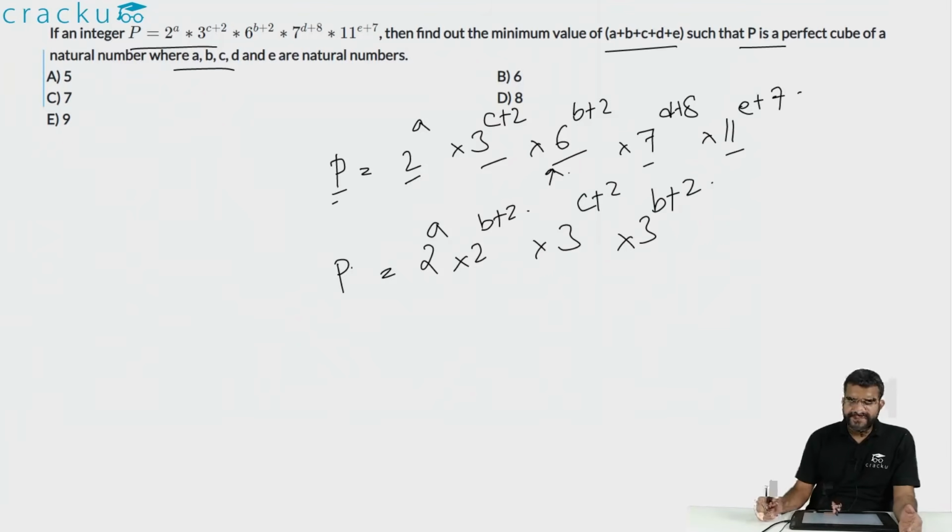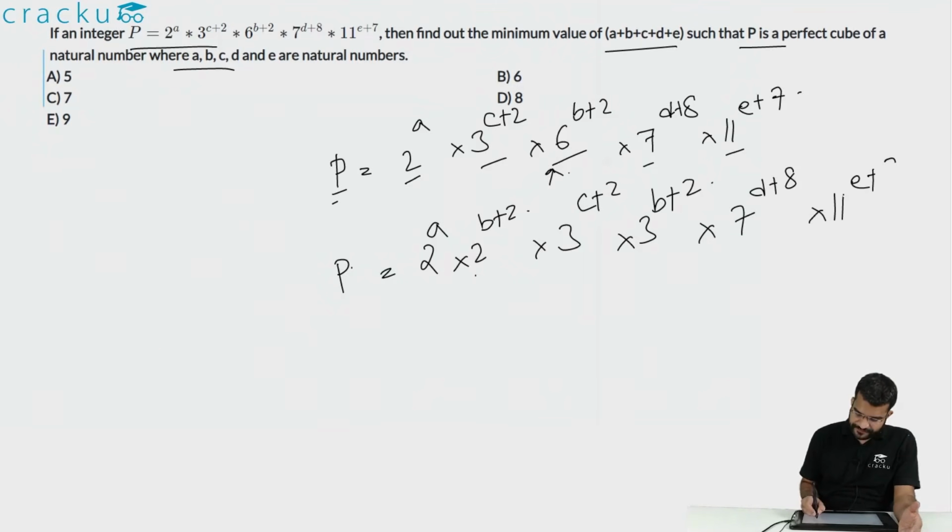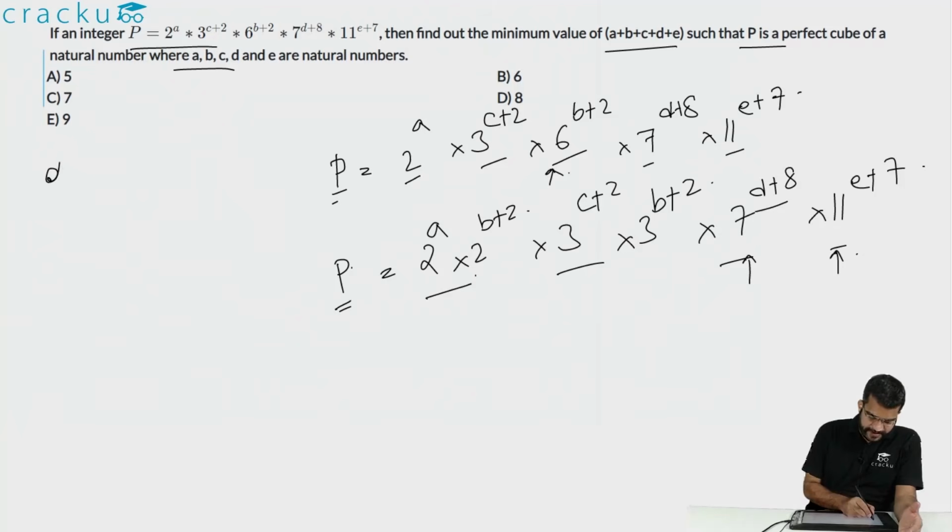We have basically split 6 to the power b plus 2 into 2 to the power b plus 2 into 3 to the power b plus 2 into 7 to the power d plus 8 into 11 to the power e plus 7. Now we are told that p is a perfect cube, so all the powers of the prime numbers are multiples of 3. If you are looking at the power of 7 and 11, which is easier, we know that d plus 8 has to be a multiple of 3.